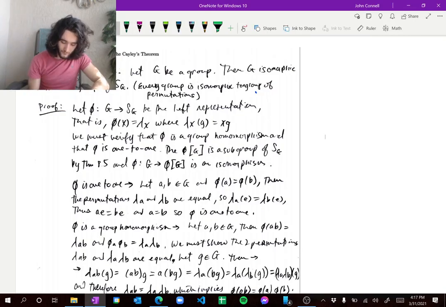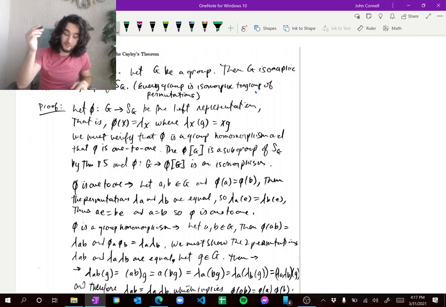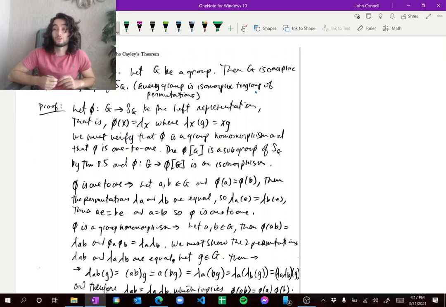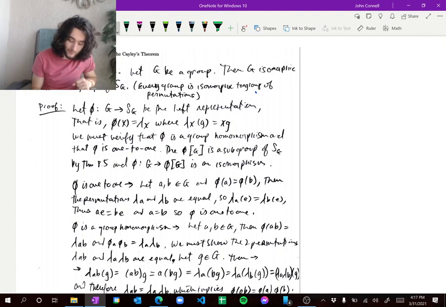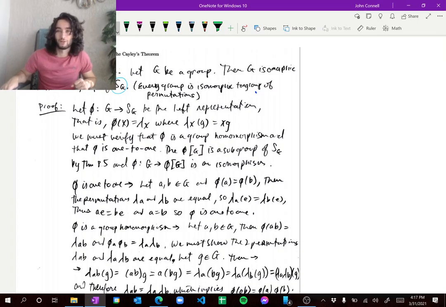So it goes like this. Cayley's theorem is: let G be a group, then G is isomorphic to a subgroup of S_G. Or in other words, every group is isomorphic to some group of permutations. Remember that S_G is the set of all permutations of G with the operation of function composition.